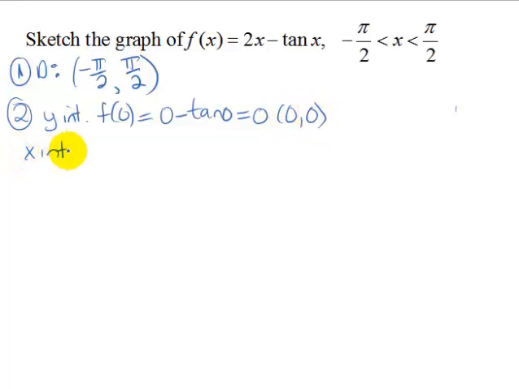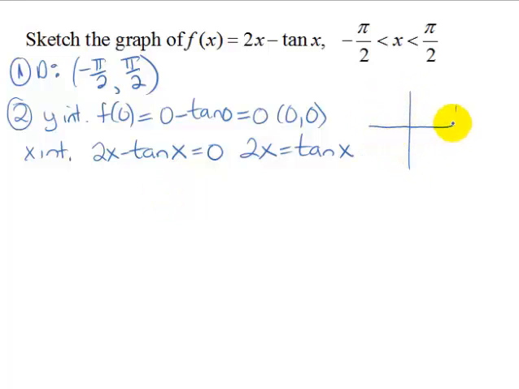If we're after x-intercepts, then that's one of them, 0, 0, but basically we want to figure out when this function equals 0. So that's going to be when 2x equals tangent x. Now that's not something that we can easily solve right now. We are going to learn something fairly quickly called Newton's method. With Newton's method we could zero in on the root, or roots in this case, of this equation. But for now we're just going to have to go to some technology to help us with that, so we can finish graphing this.